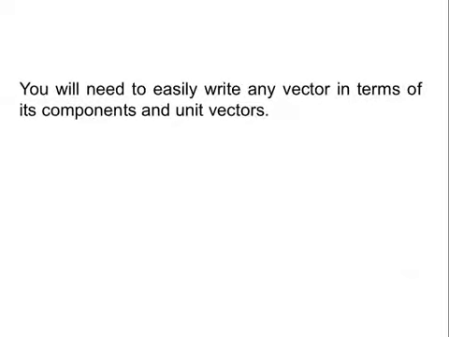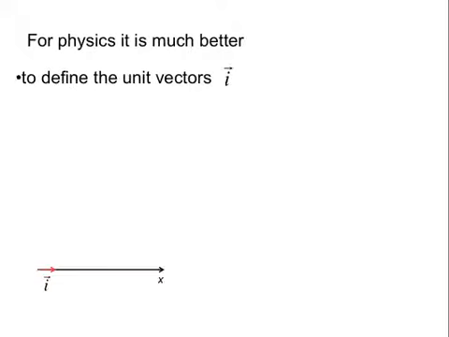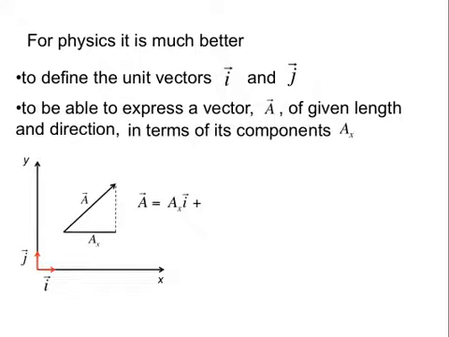You will need to easily write any vector in terms of its components and unit vectors. There are other ways to write vectors which mathematicians may find more elegant. That's their problem. For physics, it is better to define unit vectors i and j, to be able to express a vector A of given length and direction in terms of its components, a sub x and a sub y.